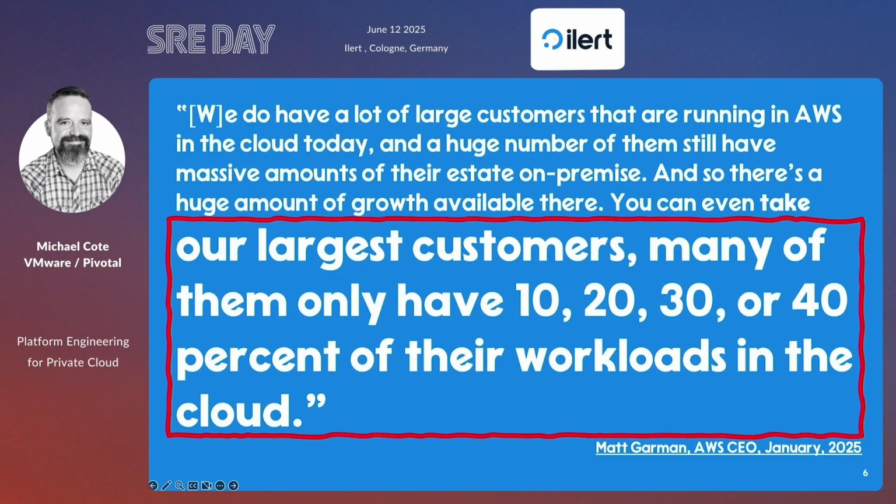This is from a few months ago from the CEO of AWS, Matt Garman. You can see when he's talking about it, they're larger organizations, which usually means 10, 20,000 employees or so, depending on how you cut it. I shouldn't do math in public, but if they only have 10 to 40, then that would be 90 to 60% in private cloud. So this is scoped down to some of our largest customers. It's a narrow scope.